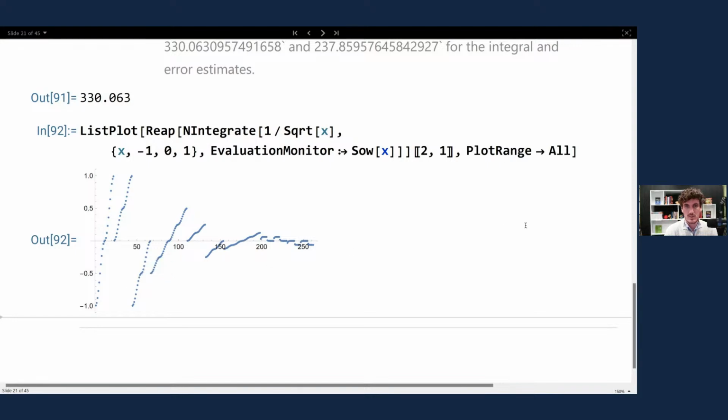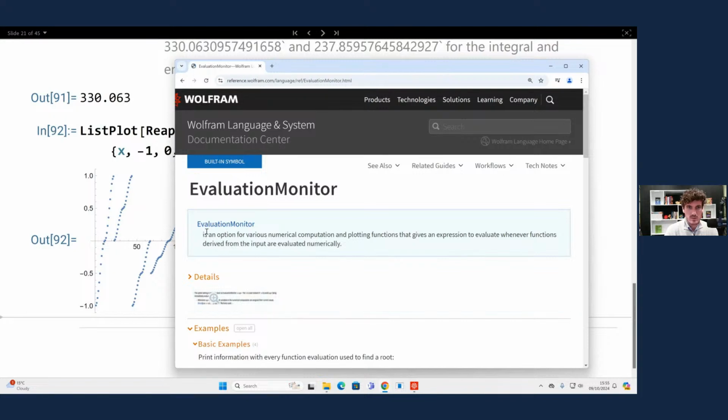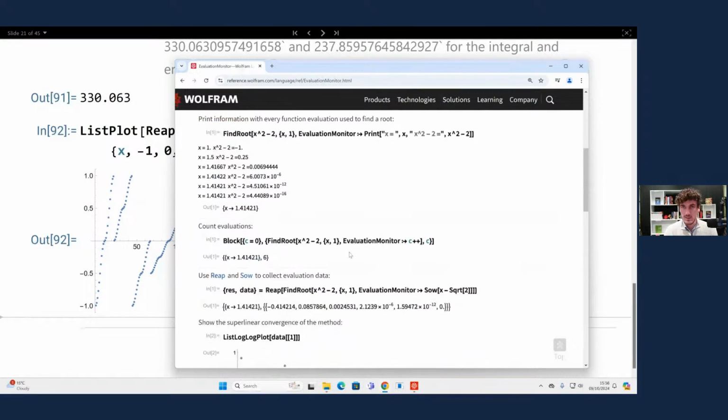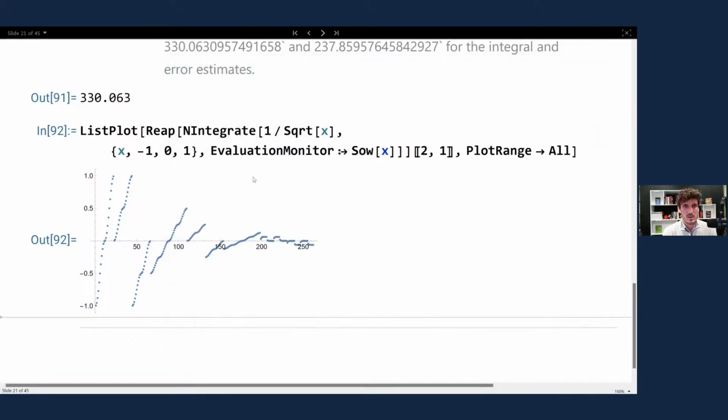So we see different plot points at different sampling levels, you could think. And EvaluationMonitor may have its own documentation page. Okay, this is an option for various numerical computation and plotting functions that gives an expression to evaluate whenever functions derived from the input are evaluated numerically. So you can use this as an option in many different things. This is just an example of it being used as an option of numerically integrating 1 over the square root of x.